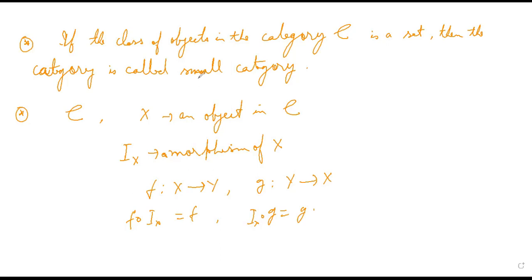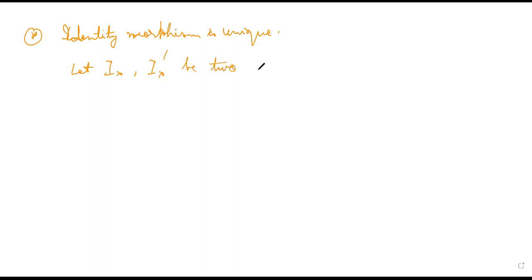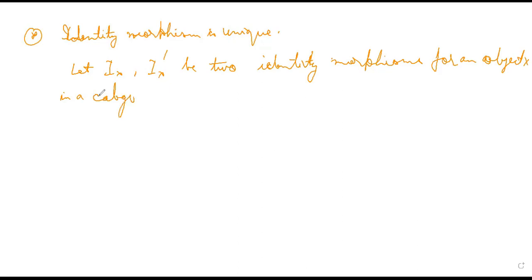So the identity morphism is unique. Proof: suppose Ix and Ix prime are two identity morphisms for an object X in a category C.